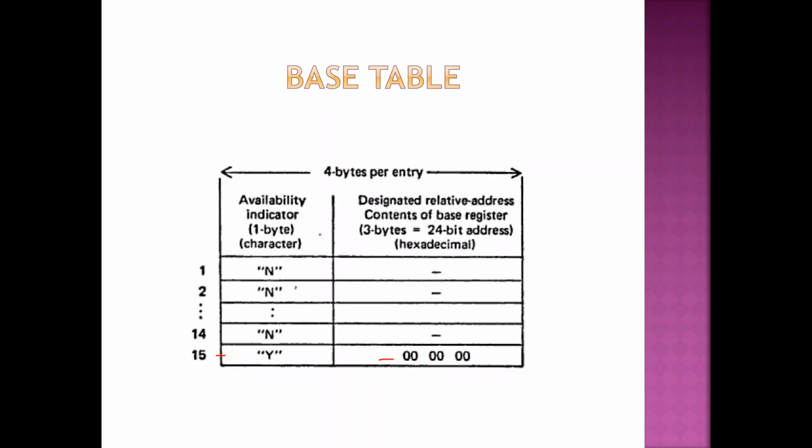So what is the structure of the table? It is going to use 4 bytes. 1 byte says whether it is yes or no; 15 is the yes, so 15 is the base register. And what is the contents of that base register? To say the contents, you're going to use 3 bytes. That's it. This is the structure of your base table.